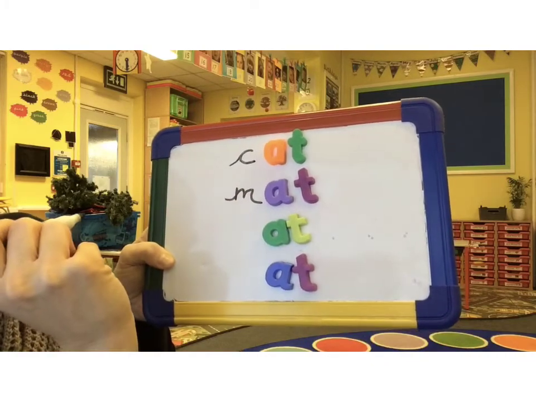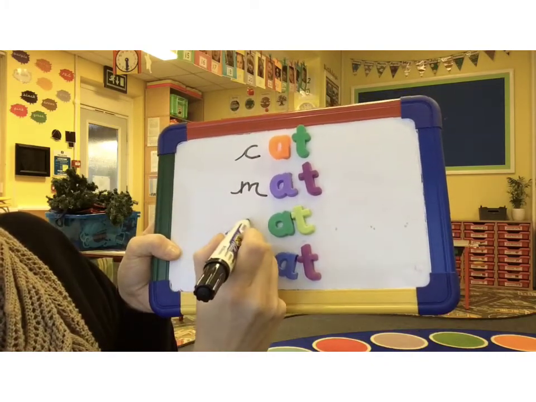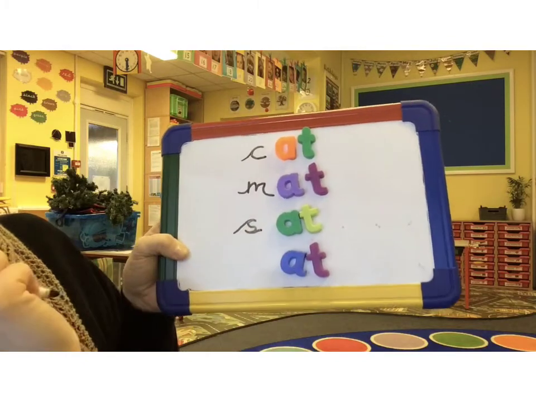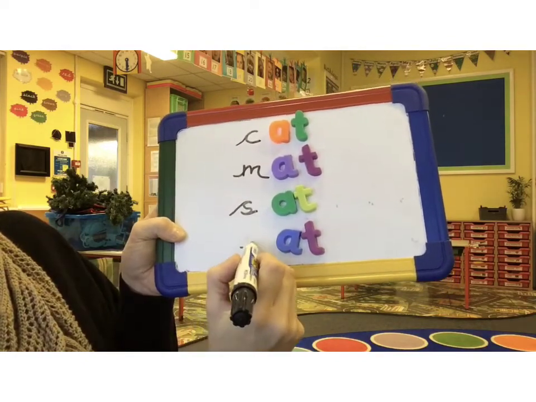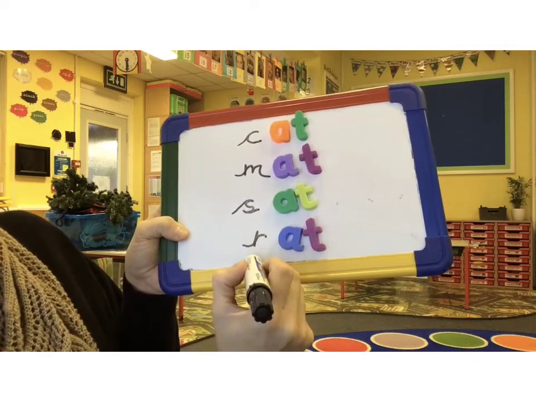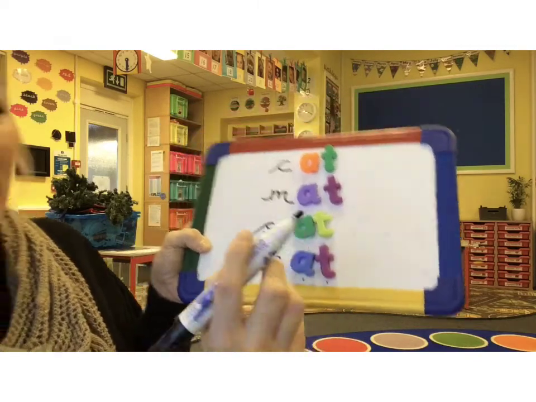At, mat. This one I'll change to sat, sat. And I think I'll put here and make at, rat. You can play around with your letters at home if you've got magnetic letters, or if you've got a whiteboard, or if you've got sticky notes. Just swap the letters around and make a word.